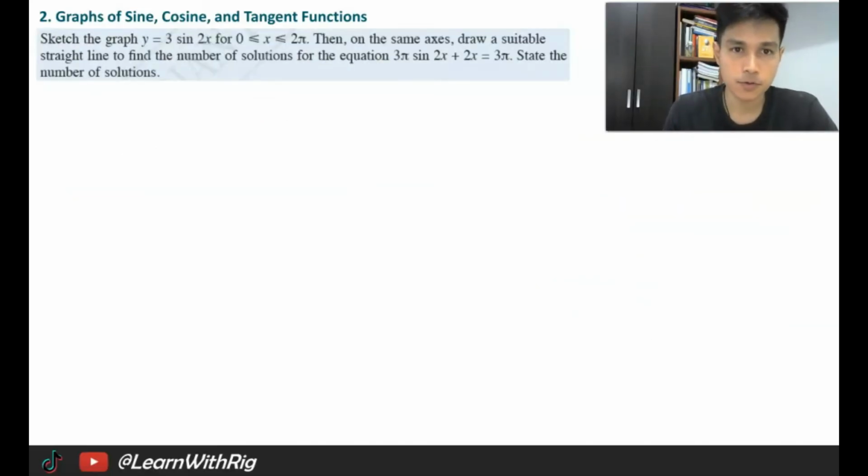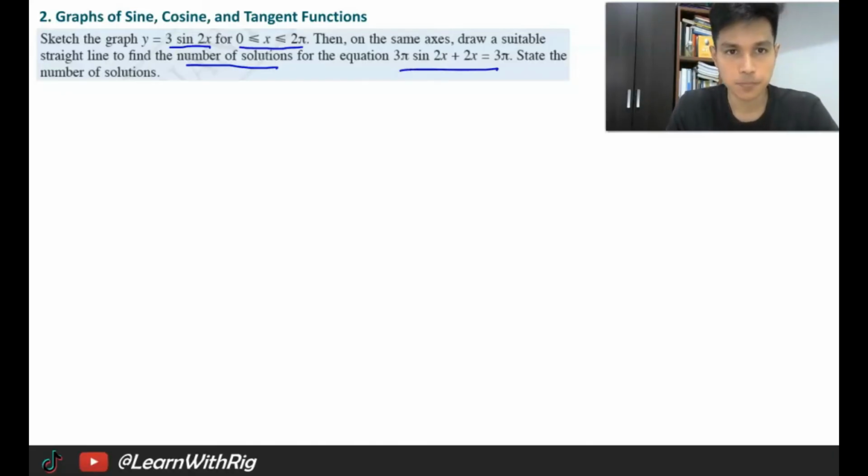Okay, so now there are more than one graph. Okay, we're going to sketch more than one graph. So they say sketch the graph y equals to 3 sine 2x for this range 0 to 2 pi. Then on the same axis, draw a suitable straight line to find the number of solution. Number of solution means how many intersection there. Okay, how many intersection between the two graphs. So number of solution for the equation, this one. Okay, so there's another equation. So how are you going to solve this?